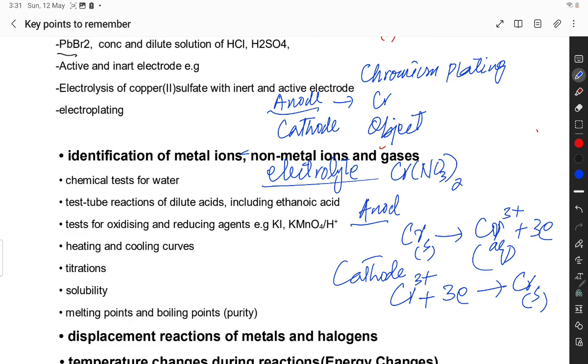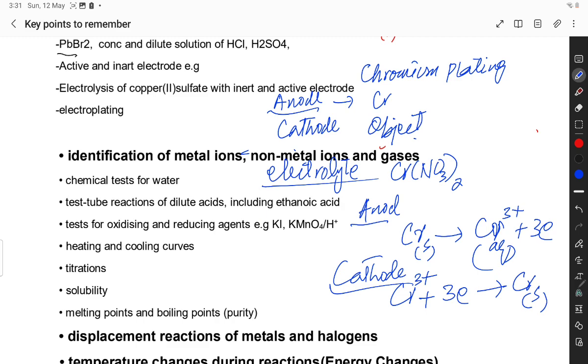So these are the reactions of electroplating. If silver metal is used, then silver is the anode and the object is the cathode. If you want to electroplate with copper metal, then copper is the anode and the object is the cathode. Similarly, the electrolyte is the copper salt or silver salt, whichever metal you want to plate on the object.